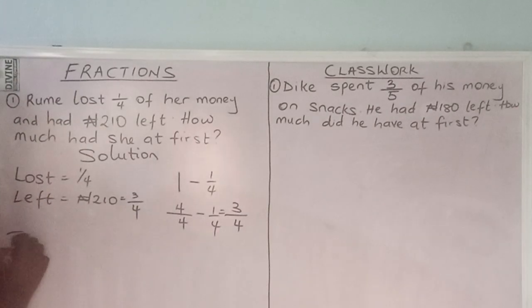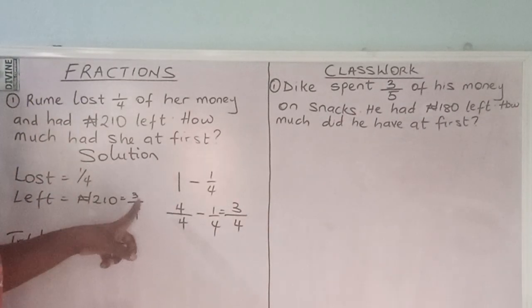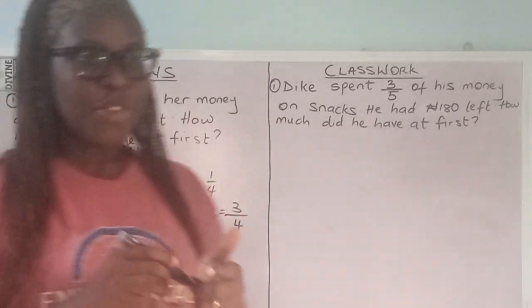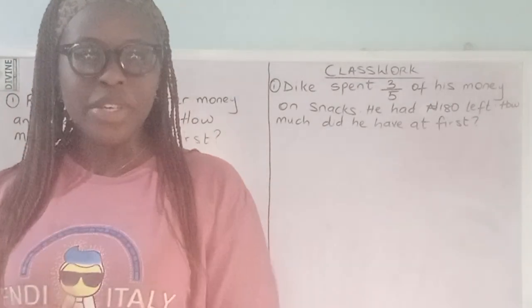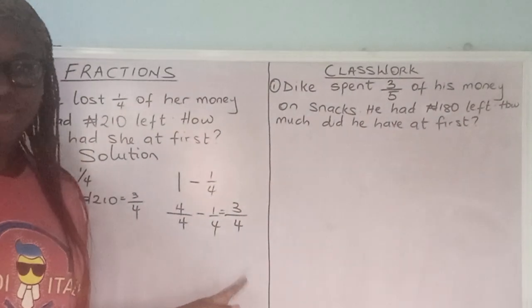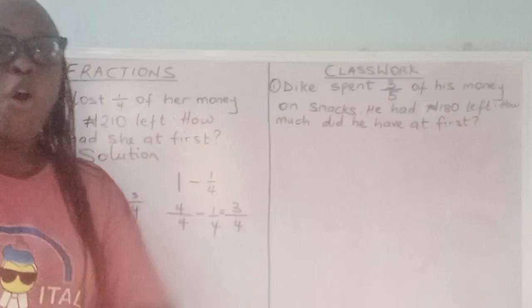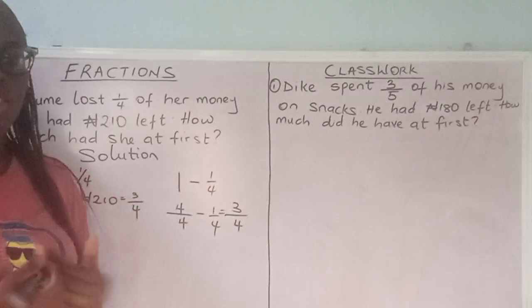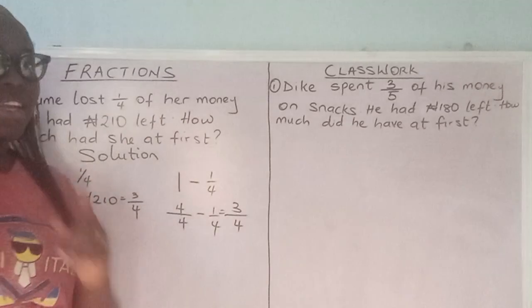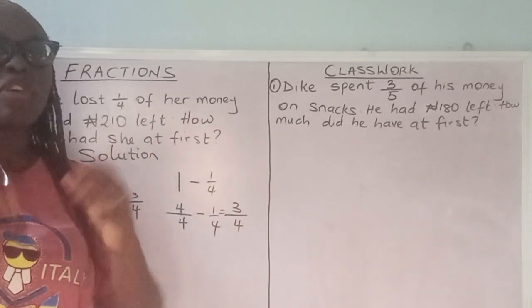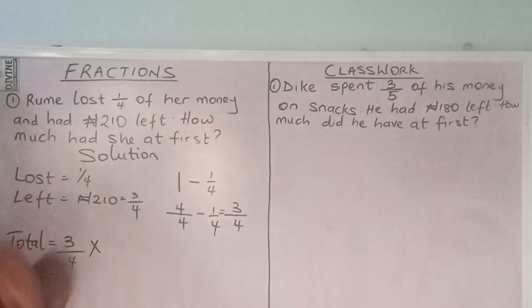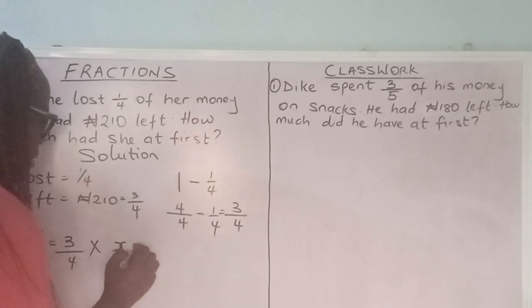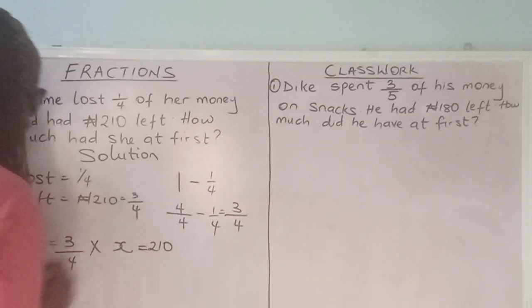To find her total money is equal to 3/4. This is where we now use our normal fraction sense. 3/4 of her total money is 210. Again, 3/4 of her total money, because 3/4 is the fraction she has left, and they told us that 210 is the amount she has left. So 3/4 of her total money is 210 naira. 3/4 of, in mathematics, is times. Her total money, we don't know it, so let us call it x, is equal to 210.